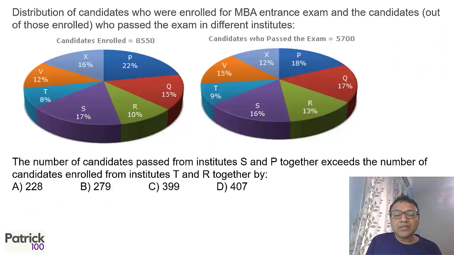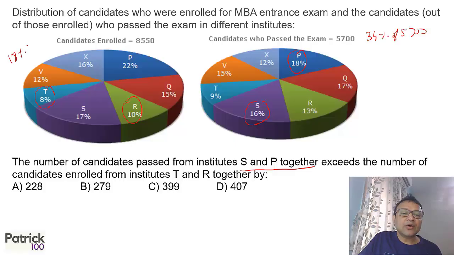The number of candidates passed in institute S and P together. If we look at S and P together, it is 34%. So 34% of 5,700. Number of candidates enrolled from institute T and R. So T and R enrolled is 18%. So 18% of 8550. Again, if you're good at calculation, this becomes easier, else it takes time.